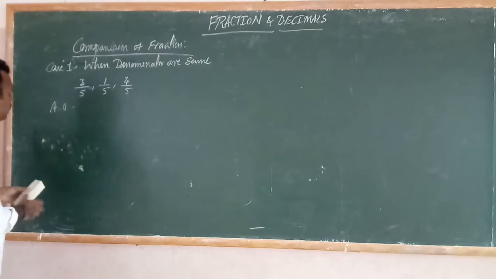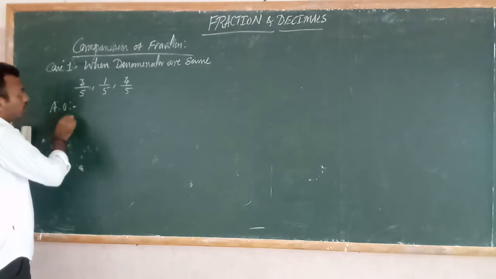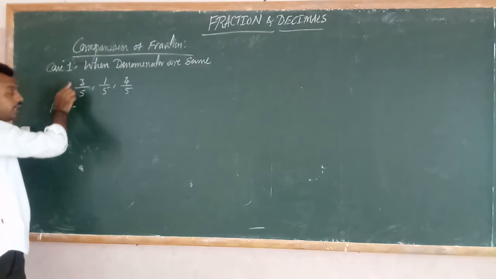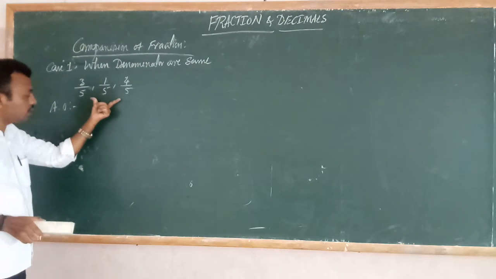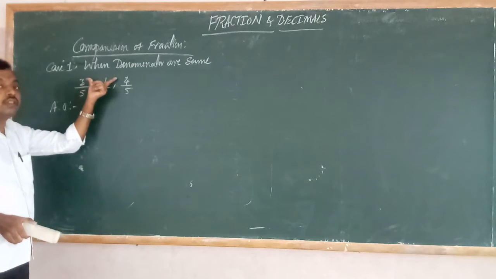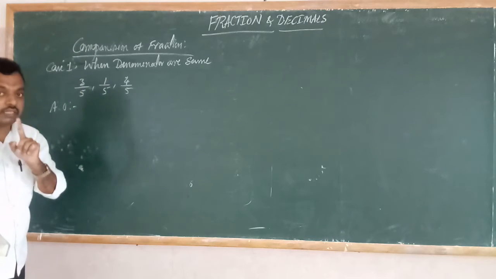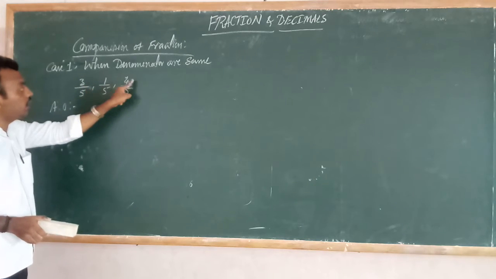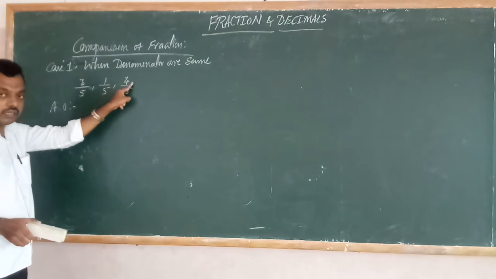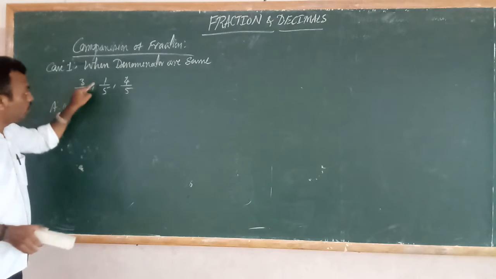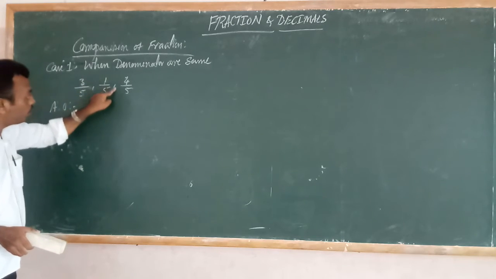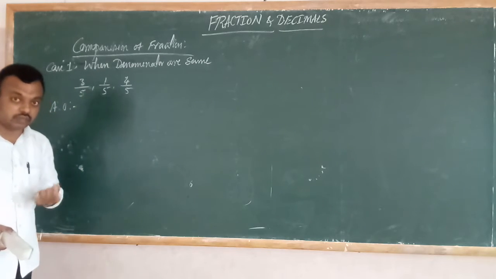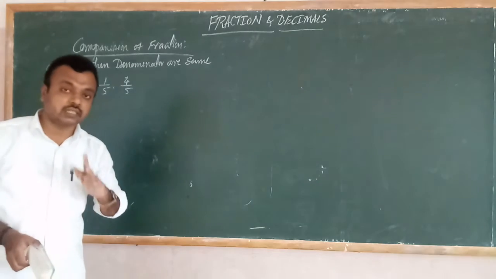When the denominators are same, you have to see the numerator. Which numerator is smaller, that fraction is smaller. What are the numerators? 3 is here, 1 is here, 4 is here. Among these numerators, which is the smallest? 1 is the smallest numerator. Therefore, this fraction is smaller. Which numerator is bigger, that fraction is bigger.